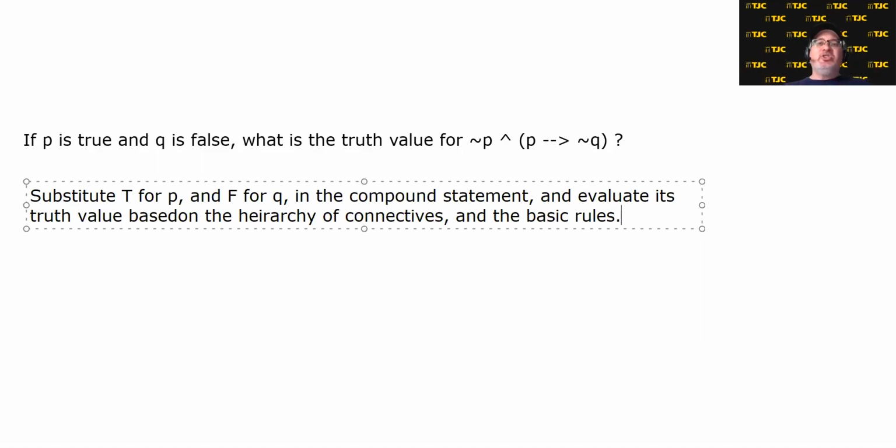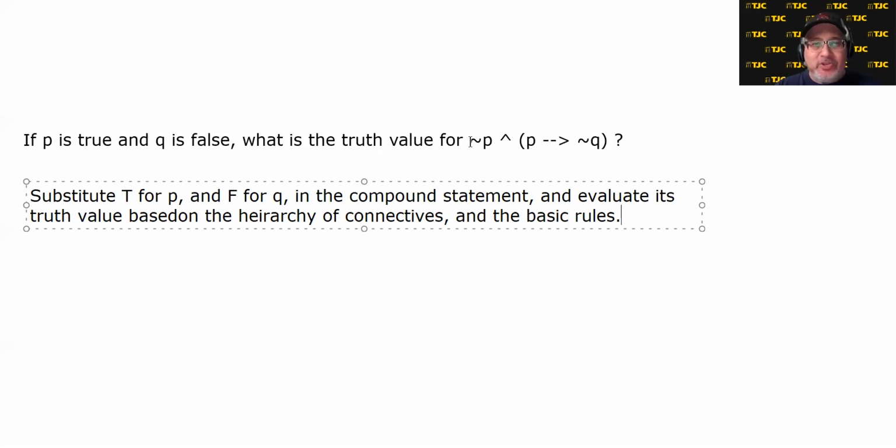The rule for negation is change the truth value. The rule for conjunction is true only when all of it is true. The rule for disjunction is false only when all of it is false. The rule for a conditional is it's false only when you break your promise, only when T points to F. And the rule for biconditional is it's true only when both halves have the same truth values.